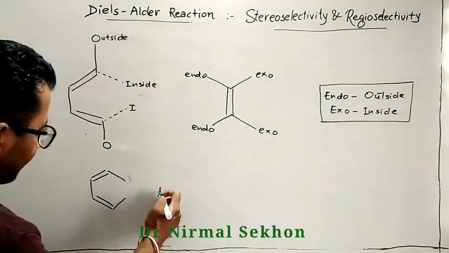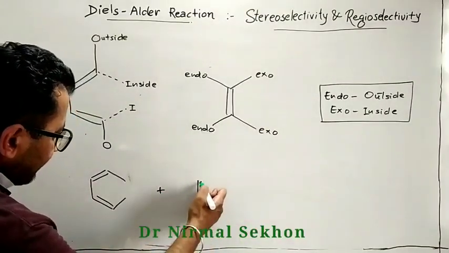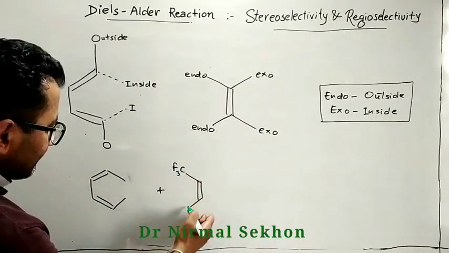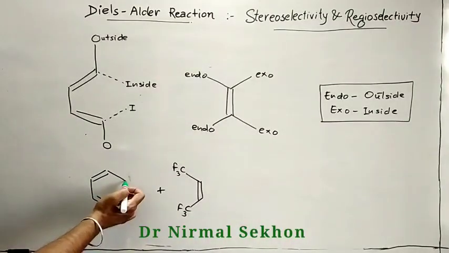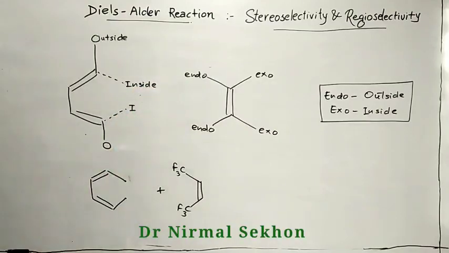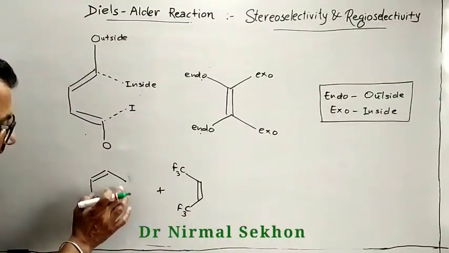So suppose we take this compound and add a compound with CF3. Is CF3 electron donating or withdrawing? It is actually electron withdrawing, because three highly electronegative fluorine atoms are attached. So the diene has two methyl groups which are inside, and the dienophile has two electron withdrawing groups which are endo. What is the relation between inside and endo? Inside and endo are opposite. But these two groups are on the same side; this is inside, this is inside.